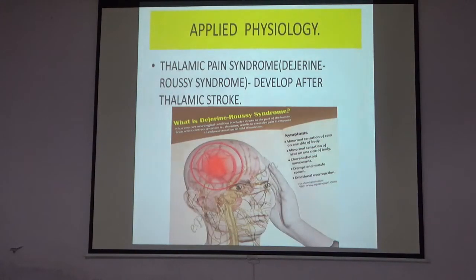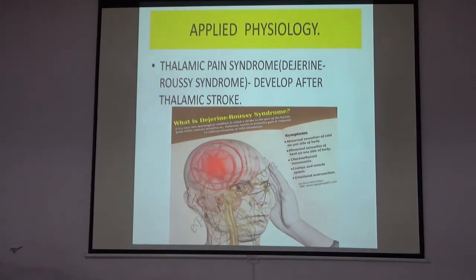Then coming to the applied physiology. What is thalamic pain syndrome, also called Dejerine-Roussy syndrome? It develops after a thalamic stroke. It's a very rare neurological condition in which a stroke to the part of the human brain which controls sensation, that is the thalamus, results in excessive pain in response to reduced sensation or even mild stimulation. You understand this? This is what is happening in thalamic pain syndrome.